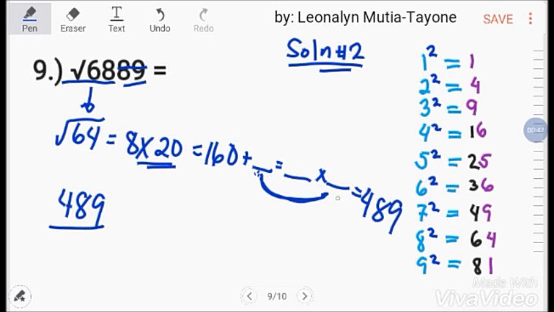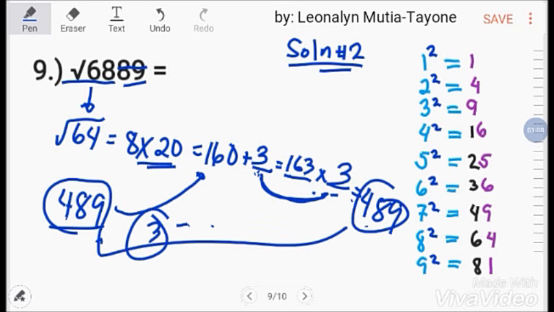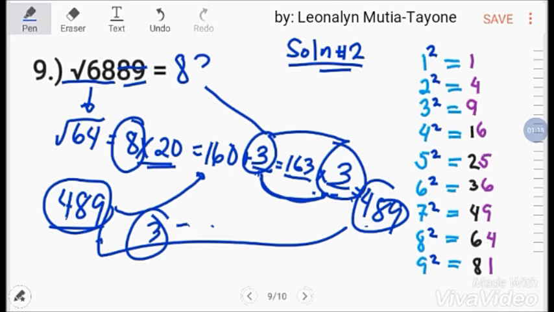Para ma-estimate mo kung ano ang ilalagay mo dyan, 489 divided by 160. At ilang 160 dito? That is something, 3 something. So, yung 3, ang gamitin mo, pang-add dyan, 163. I-multiply mo si 3. And the answer is 489. So, itong 8, yan yung ilagay mo dyan. Si 3, yan yung ipares mo. And the answer is 83.